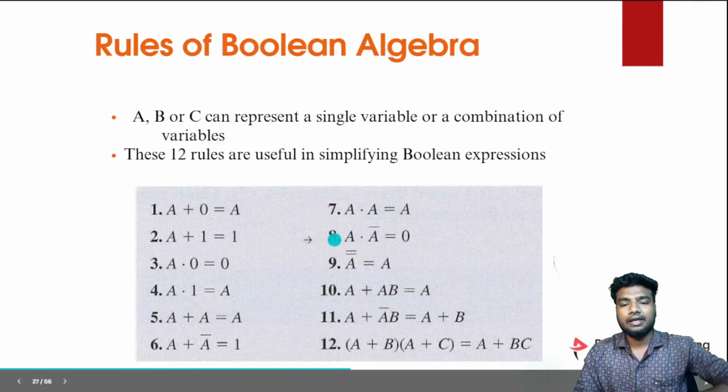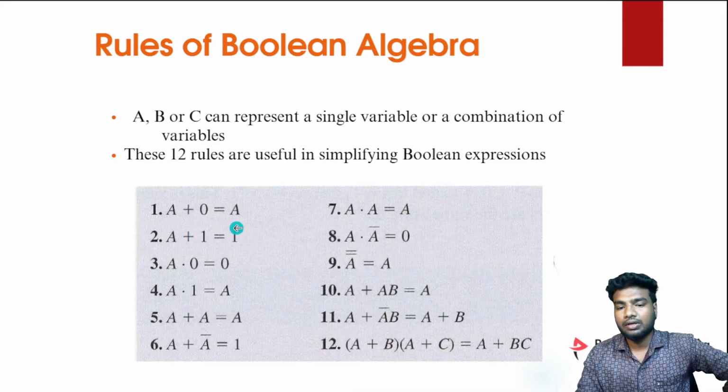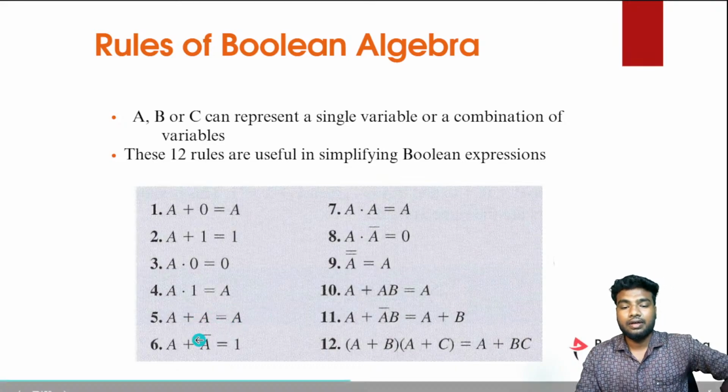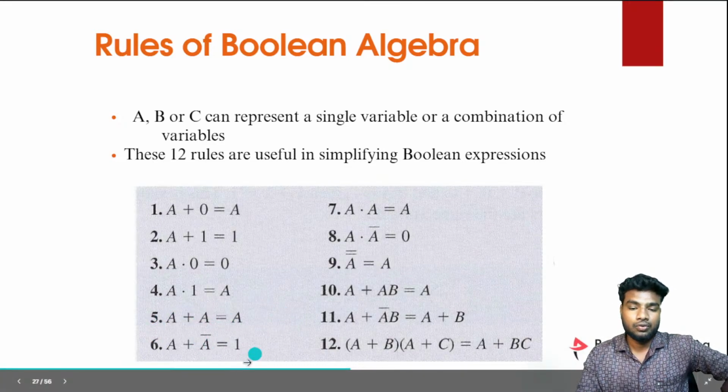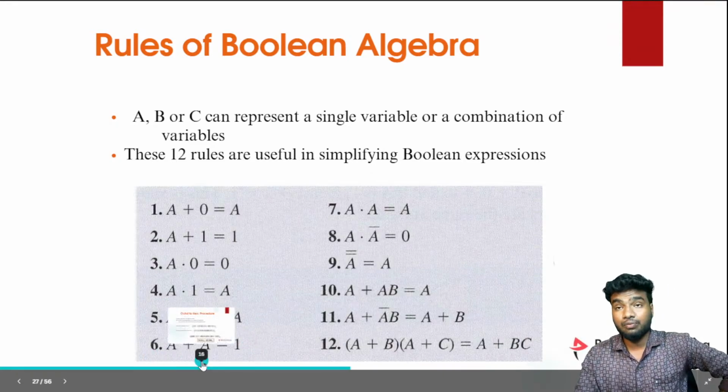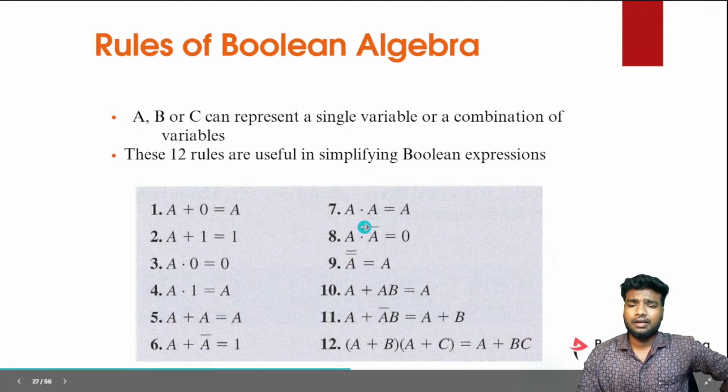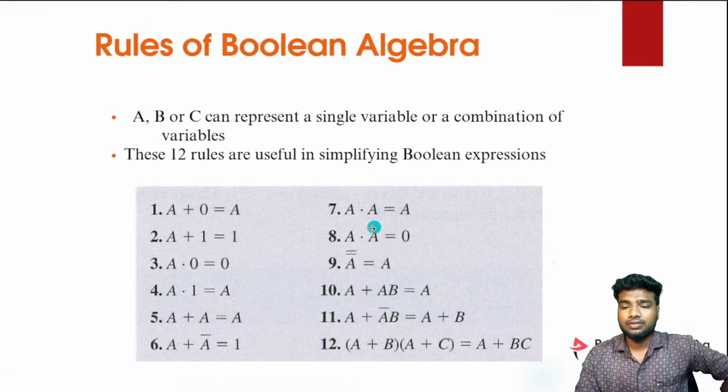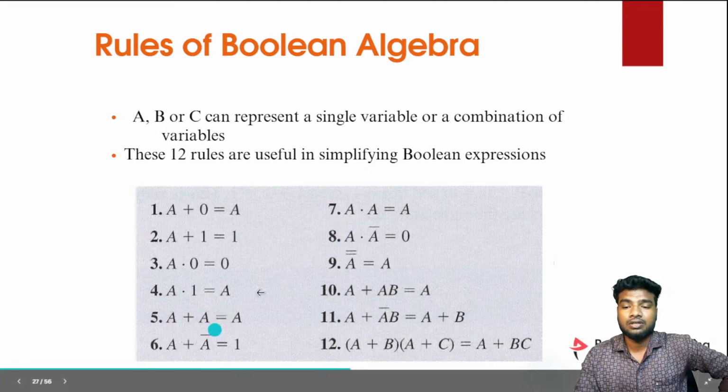What they mean is, if you add a plus 0, you will get a; a plus 1 gives 1; a into 0 gives 0. If you multiply anything with 0, you will get 0. If you multiply anything into 1, you will get anything itself, a. So a plus a bar is 1. This is a main rule, take it into your mind. So a plus a bar equal to 1, a into a bar is 0. This is the difference between the addition and the multiplication.